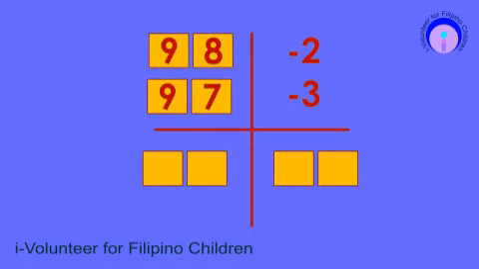Pareho, di ba? The next step is to find the last 2 digits of the product.